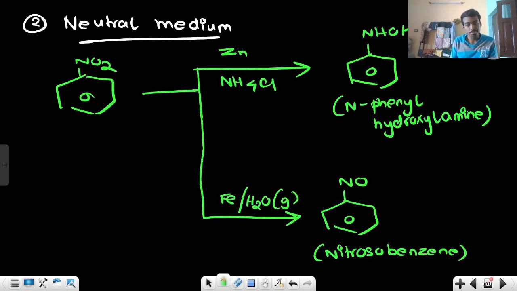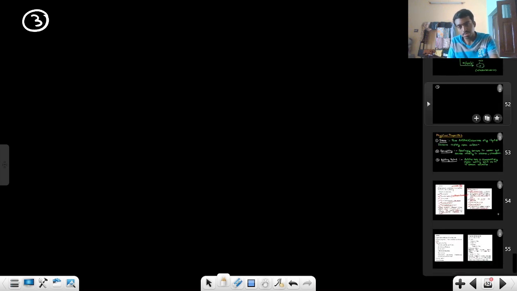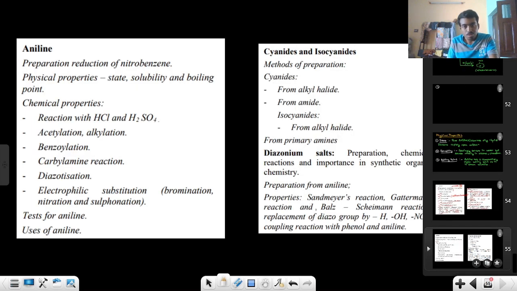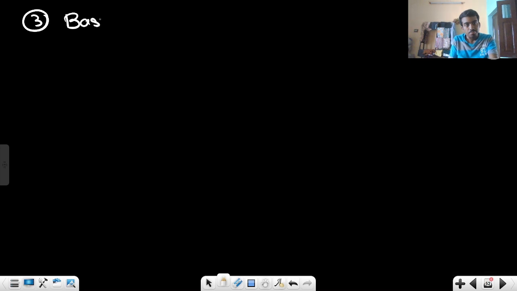Now let us see, if it is a basic medium, then what will happen? The basic medium is an important reaction, because later on, probably not in the ISC syllabus, coupling is there but not in the ISC syllabus. This is some other coupling. Okay, basic medium.